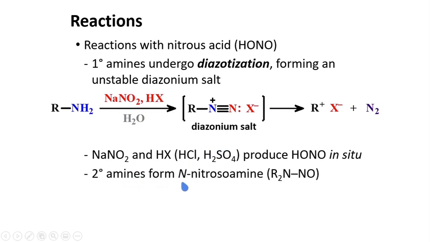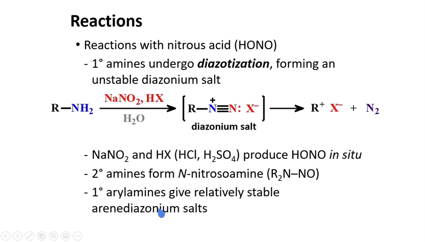Secondary amines form N-nitrosamine. Here is the general formula. Primary arylamines give relatively stable arene diazonium salts. Here is the structure. Now, in contrast to the primary alkylamines, this compound is very useful synthetically.